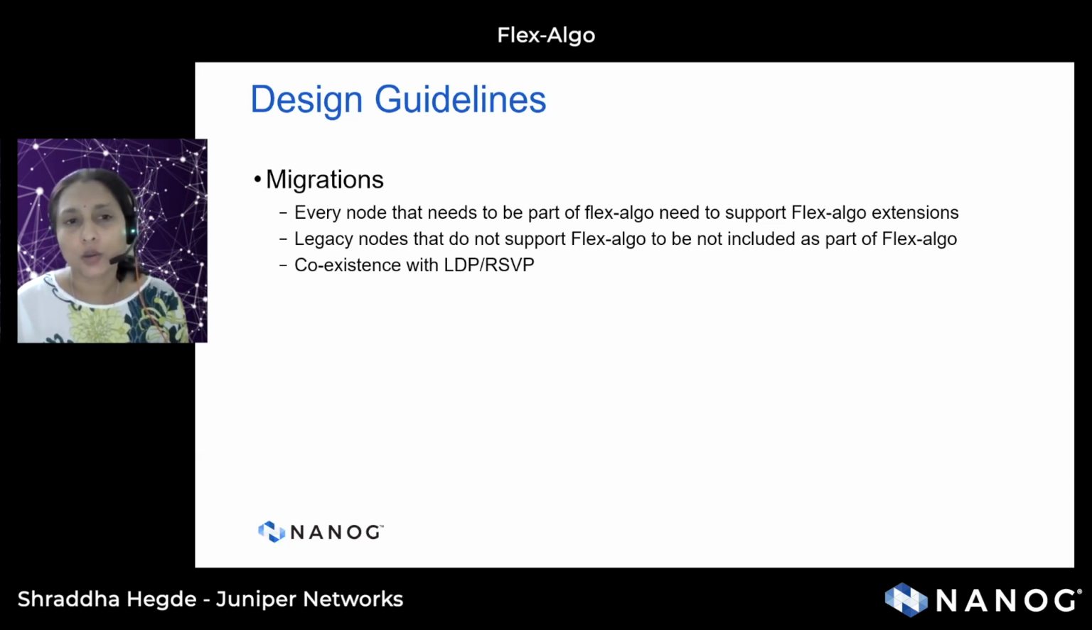And FlexAlgo can coexist with LDP and RSVP. So if you have a network that has LDP and RSVP deployed, you can go ahead and upgrade your routers and then enable FlexAlgo, and for some traffic you can start using FlexAlgo, because FlexAlgo uses different labels, and those labels do not conflict with LDP and RSVP labels, so they can coexist without any problem.